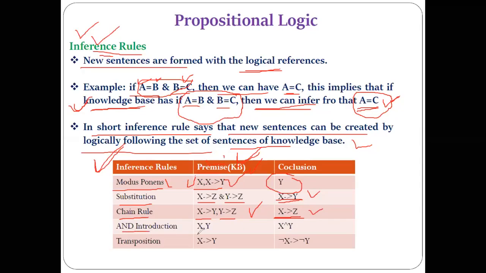And introduction, and in the knowledge base its representation is like this: x comma y, and from that conclusion can be made x and y. Transposition inference rule is there, which is in the knowledge base represented like this: x implies y, and its transposition is like this. Transposition means what?